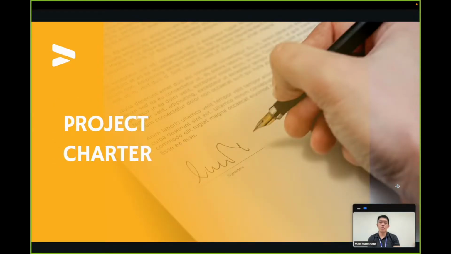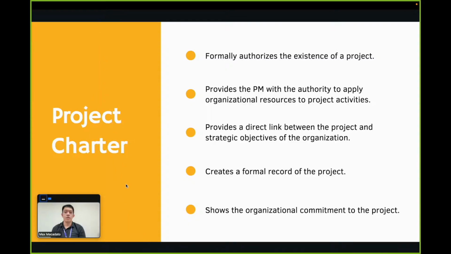For the initiation and onboarding, the first step is the development of the project charter. So ano nga ba daw ang project charter? The project charter is a document that formally authorizes the existence of a project and provides the project manager with the authority to apply organizational resources to project activities. The key benefits of this process are that it provides a direct link between the project and the strategic objectives of the organization. It creates a formal record of the project and it shows the organizational commitment to the project.